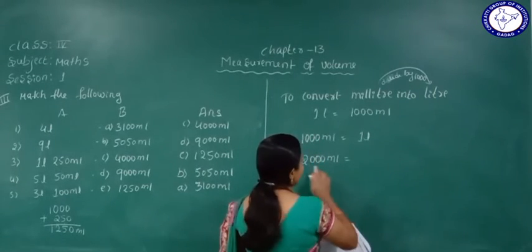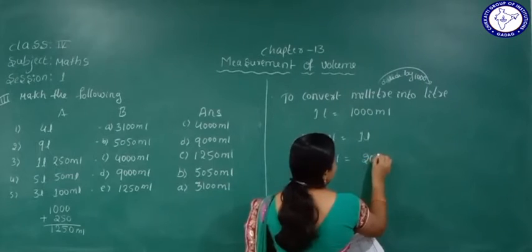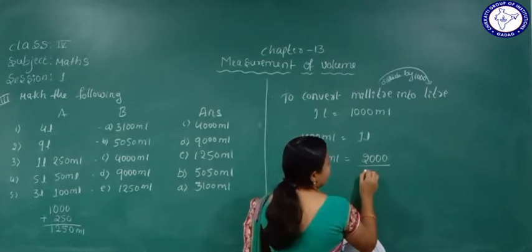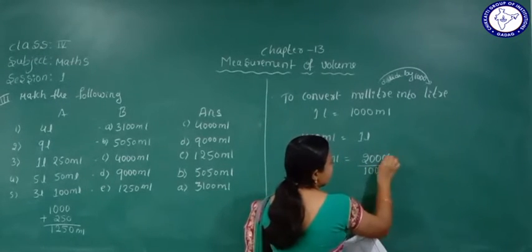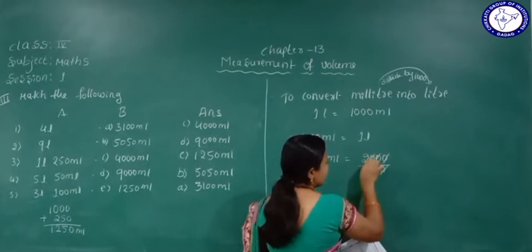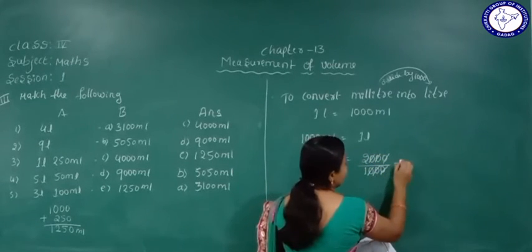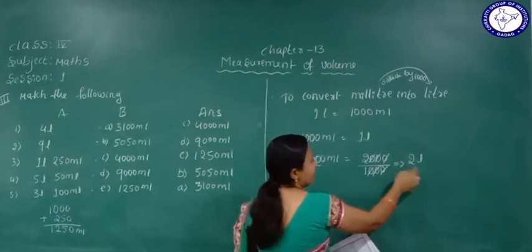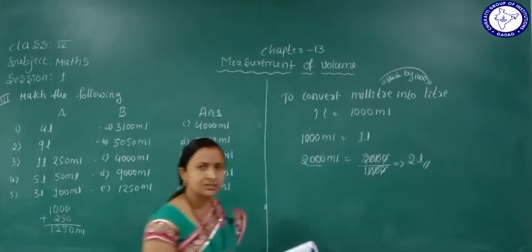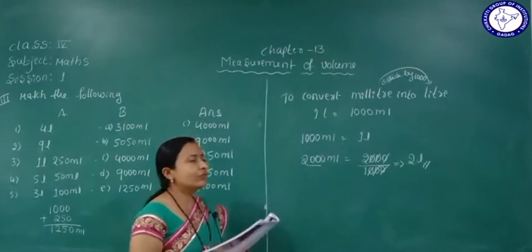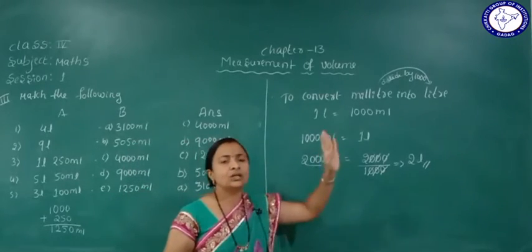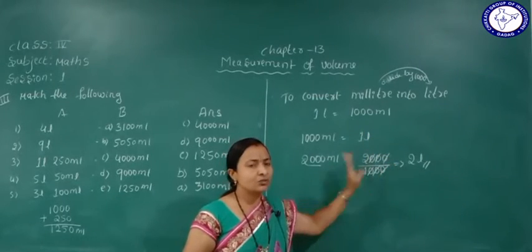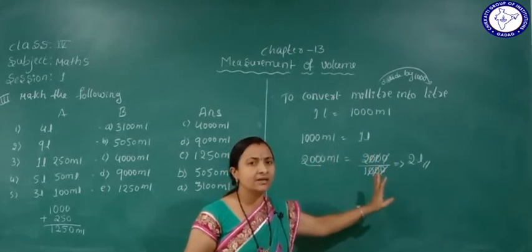So we'll divide by 1000. It means we'll write it the same as it is, 2000 divided by 1000. Yes, 0 0 cancel, 0 0 cancel, and we only get 2 liter. 2 by 1 is nothing but 2. Yes, 2 liter. Understood how we convert milliliter to liter? We divide by 1000, so the given volume is divided by 1000.